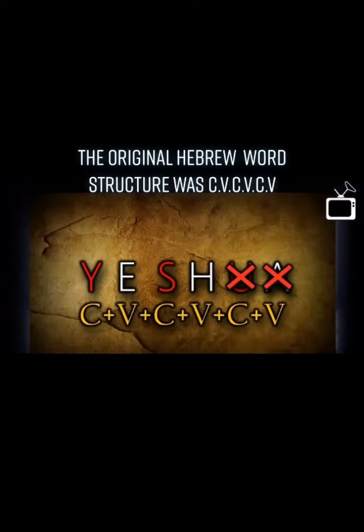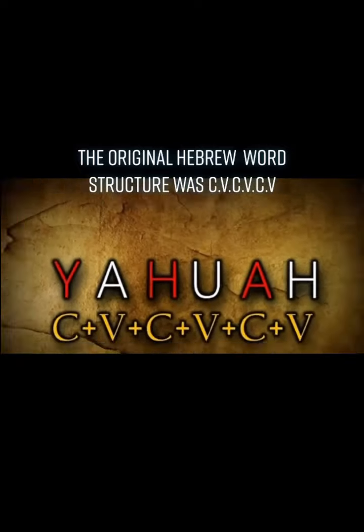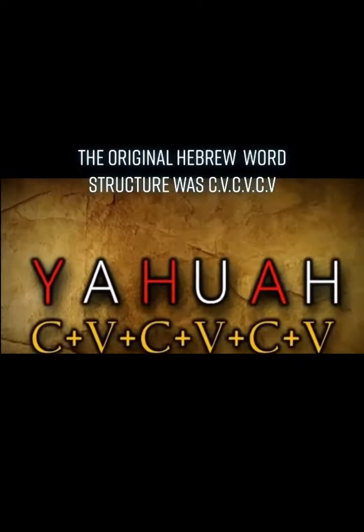All right, let's see another word. We see Yahweh, and we see the same thing here: consonant, vowel, consonant, vowel, consonant. And then we see Yahuwah: consonant, vowel, vowel, consonant. And as you see, it does not line up with the formula here, the constructs of a Hebrew word. We see the ruach: consonant, vowel, consonant, consonant.